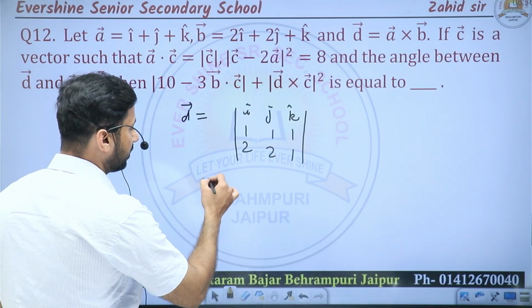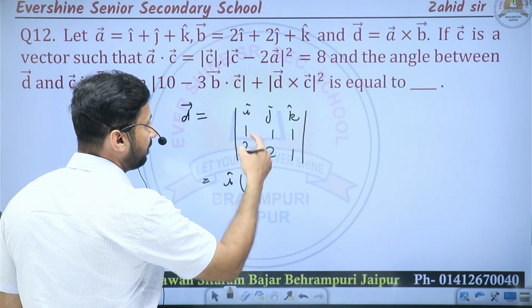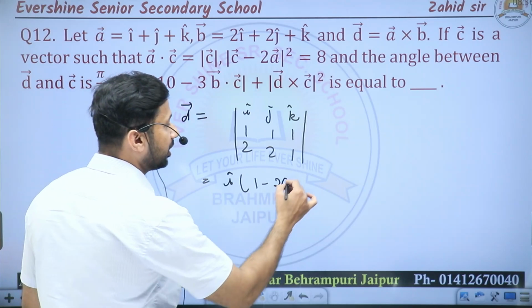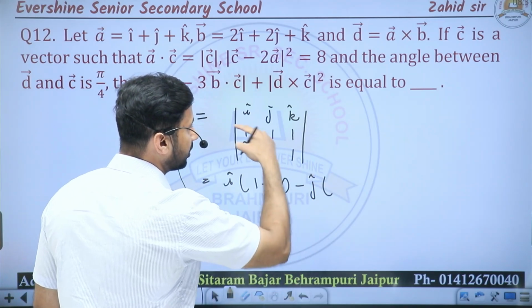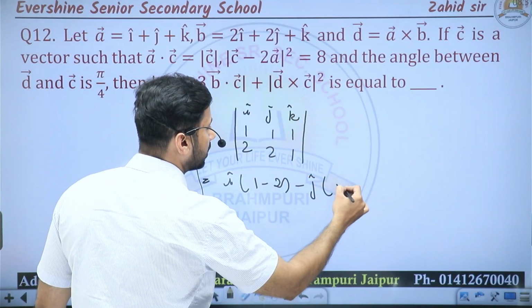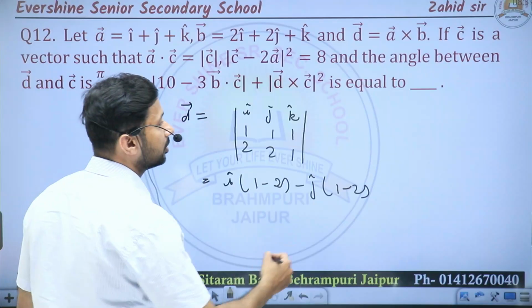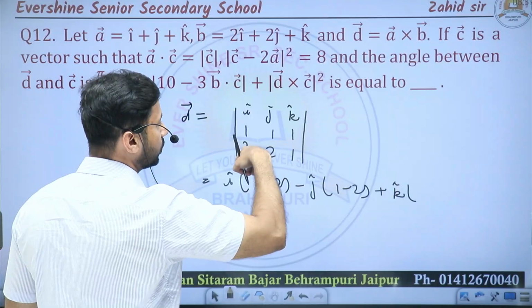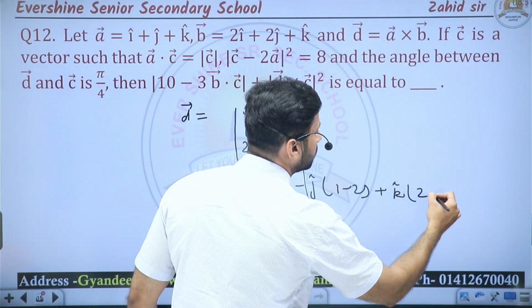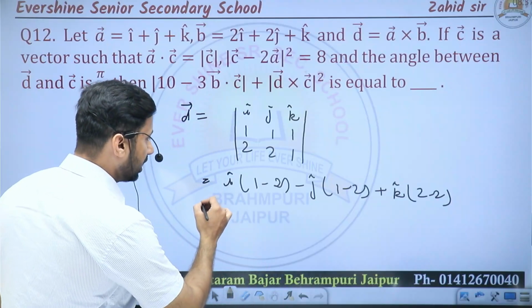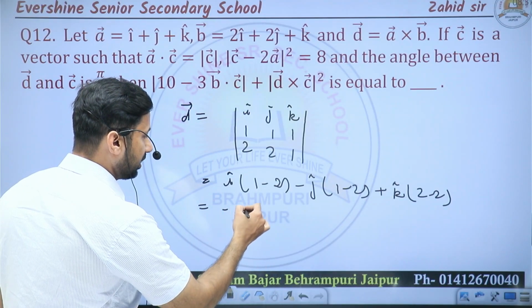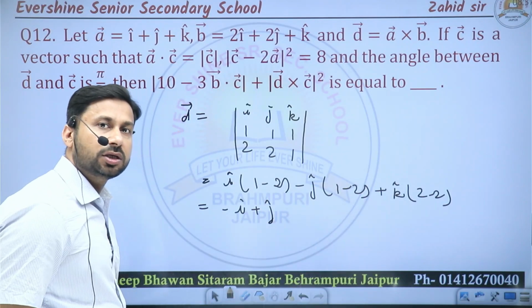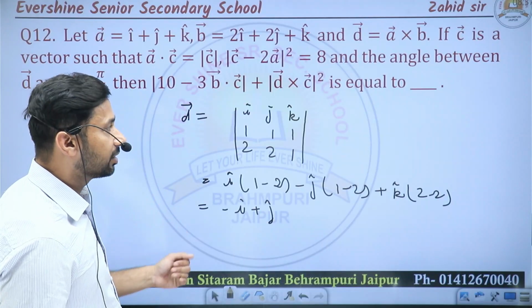Now if I take i cap, it will be 1 1s are 1 and 2 1s are 2. Now if I take j, then 1 1s are 1, 2 1s are 2. Next if I take k, so 2 1s are 2 and 2 1s are 2. So finally I'll be getting minus i cap and plus j cap, and k will be 0 here. So this is the vector D.